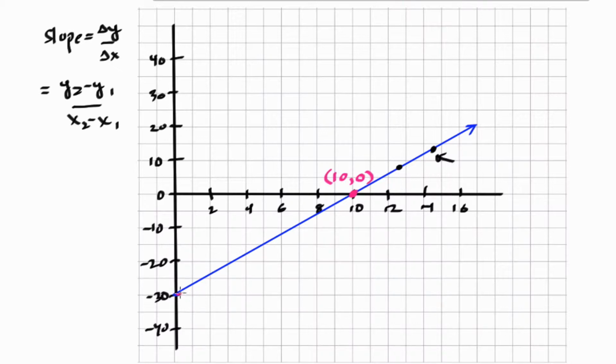And I'm going to pick this point too. And I know that on the horizontal axis, this would be 0. And I know on the vertical axis, this is negative 30. So I have my 2 points that I'm going to use.